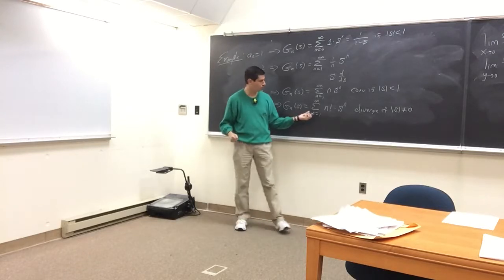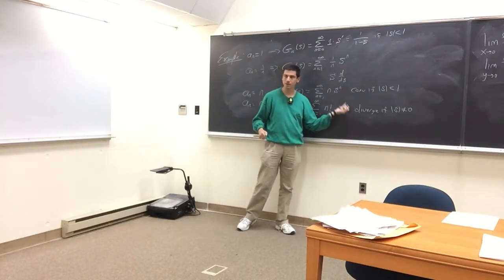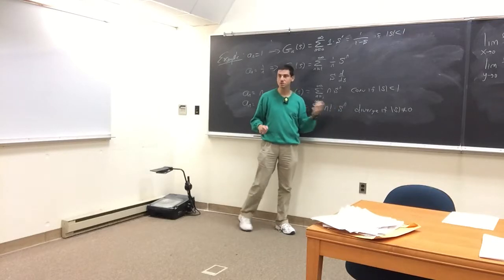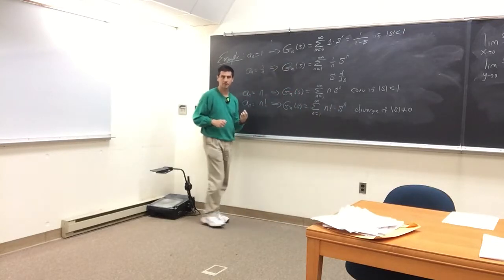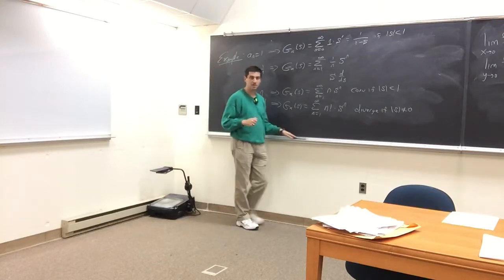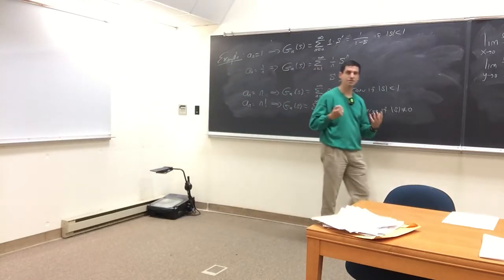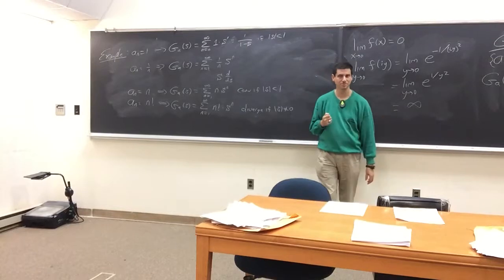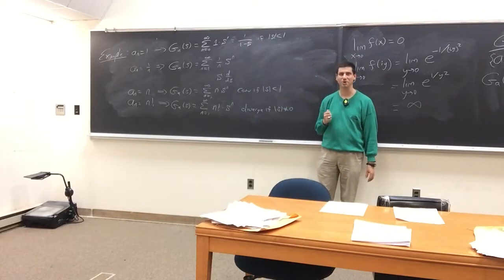So I urge you to go through this calculation slowly. Use the ratio test. Use the root test. But this will converge essentially for no values of s other than s equals 0. Is it impressive to converge for s equals 0? Is this worth writing home about?